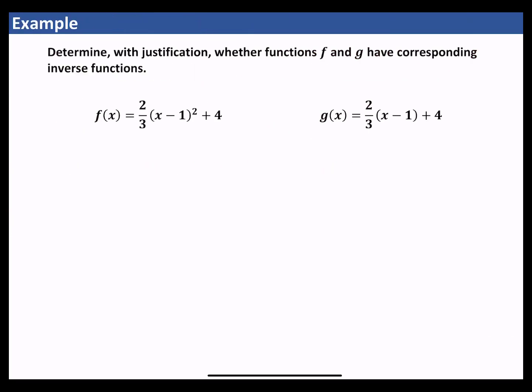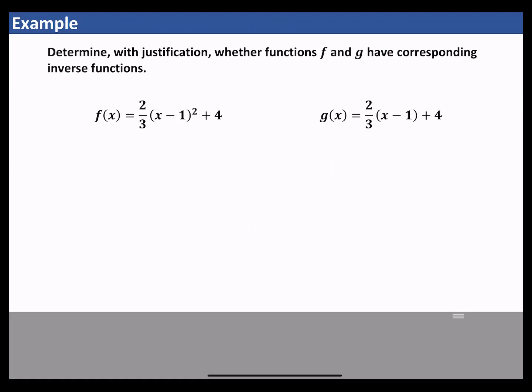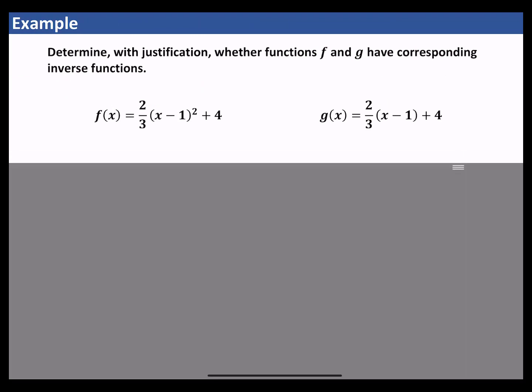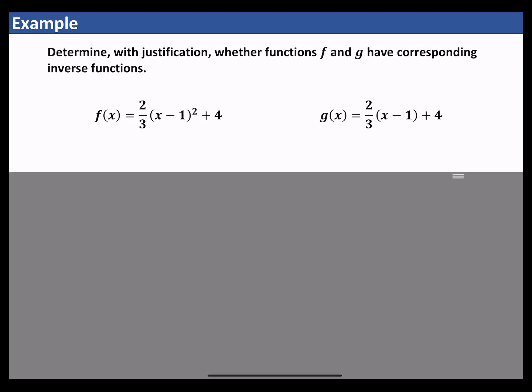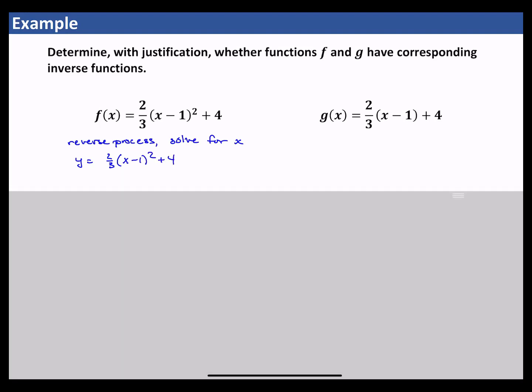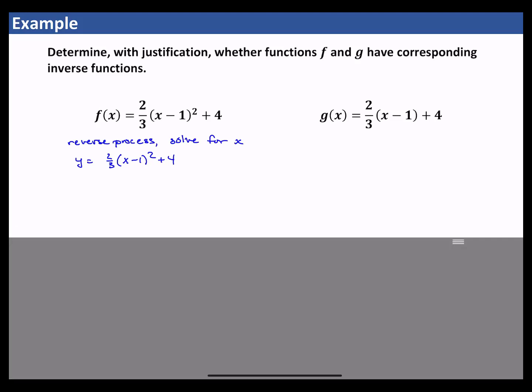So determine with justification whether functions f and g have corresponding inverse functions. As previously stated, to determine if f has an inverse function, we will reverse the process of f by solving for the input variable x. So let's write this as y equals 2/3 (x minus 1) squared plus 4. It's important to note we are not going to switch x and y as you may have learned in previous courses. We are simply going to solve for x.